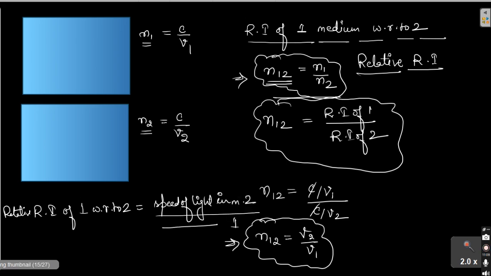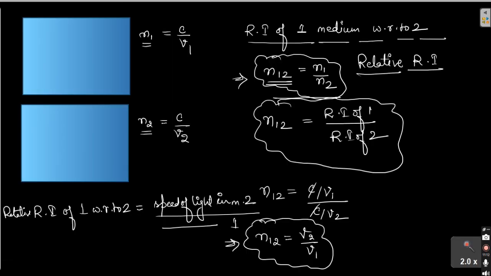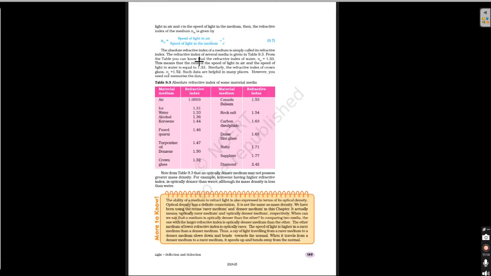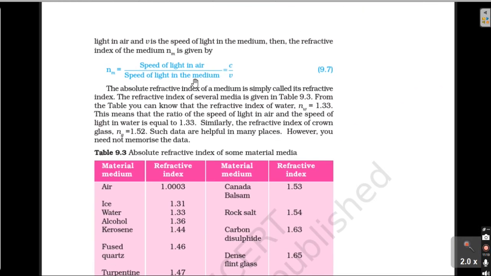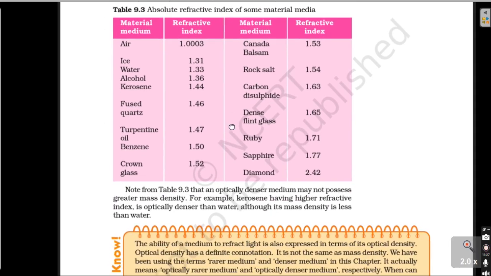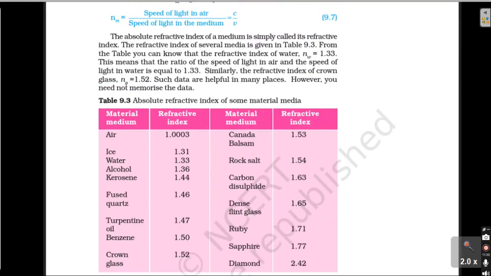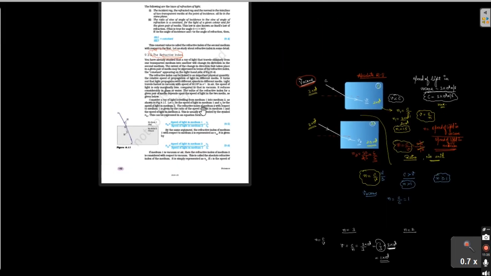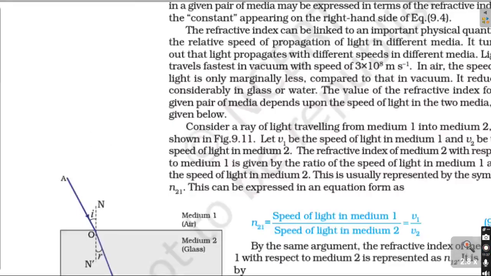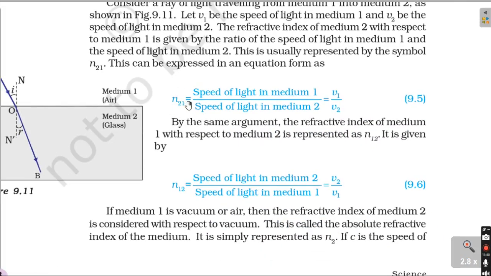If you see the NCERT textbook also, you will come to know this. Here you can see this: absolute refractive index is the speed of light in vacuum to that of speed of light in the medium. So absolute is simply called the refractive index of the medium. These are the refractive indices of certain media. Let me find it out. Yes, here it is. See, this is the relative refractive index. So don't get confused by observing these formulas. You can easily find them out. It's not too complicated.